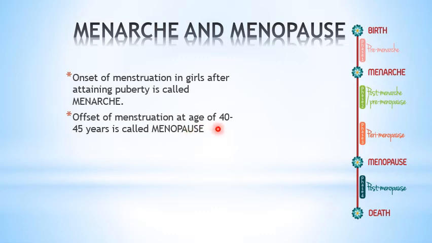So here you can see that birth is there. After puberty, pre-menarche, then menarche means the menstruation starts, formation of ova is there, then that is the post-menarche, then it is pre-menopause, then there comes the menopause. Menopause means there is no formation of egg, and then there will be death, that is post-menopause. The age of menarche is 10 to 12 years and the menopause is 40 to 45 years.